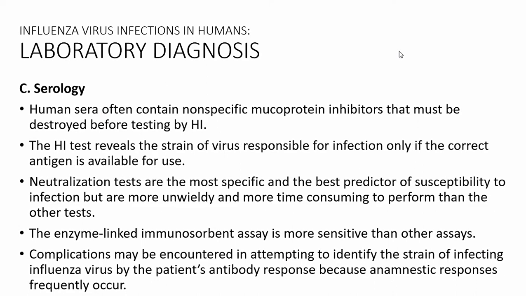Human sera often contain non-specific mucoprotein inhibitors that must be destroyed before testing by HI. The HI test reveals the strain of virus responsible for infection only if the correct antigen is available for use. Neutralization tests are the most specific and the best predictor of susceptibility to infection, but are more unwieldy and more time-consuming to perform than the other tests. ELISA is more sensitive than other assays.